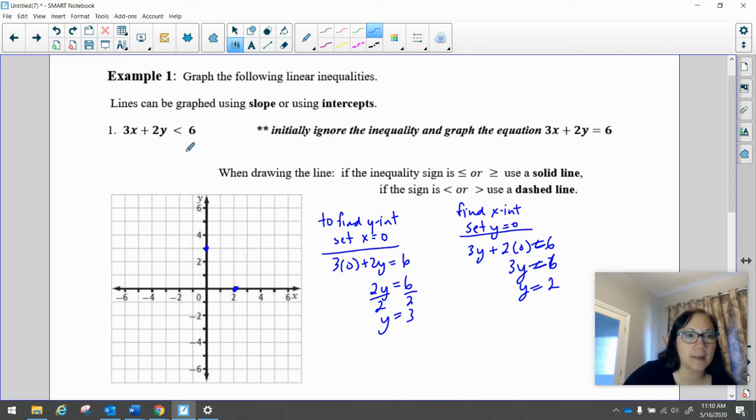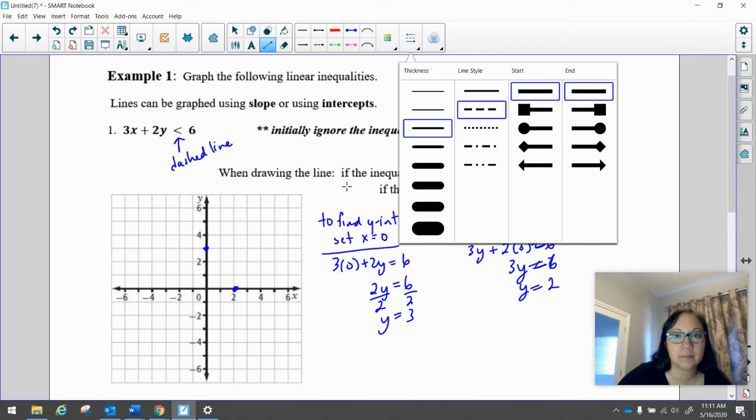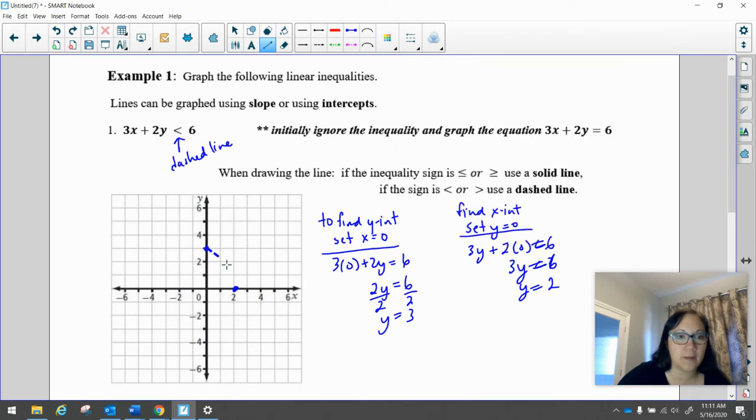Now I have to note on this one that it's going to be a dashed line because I don't have that little equal to bar on there. So the points on my line are not actually part of my solution region. So here's my dashed version of the line. So this is very important that you keep it dashed. Obviously you would hopefully have a ruler or something to help with that.